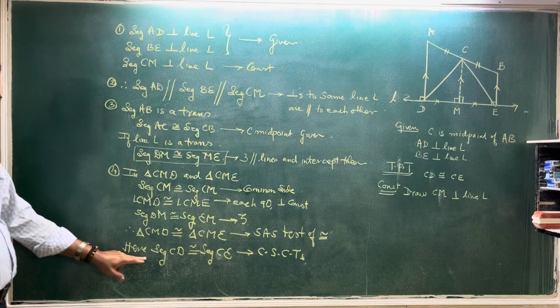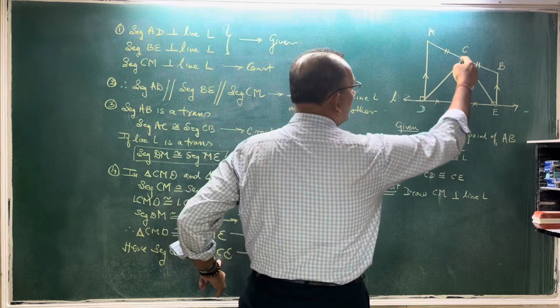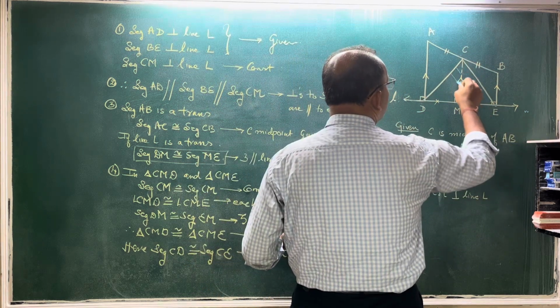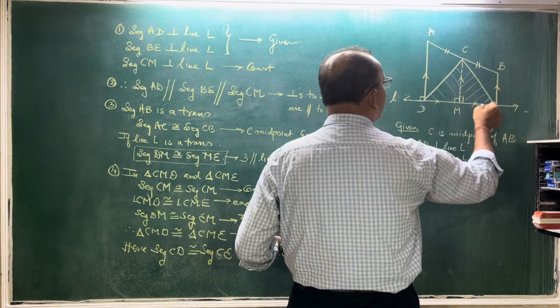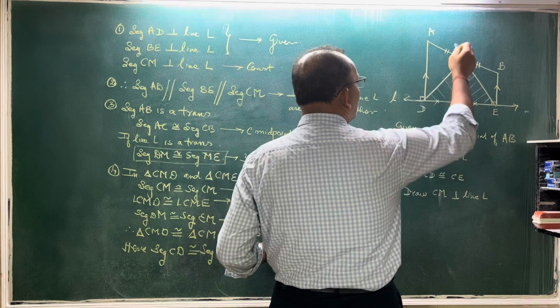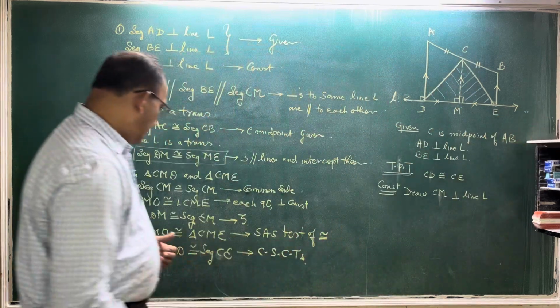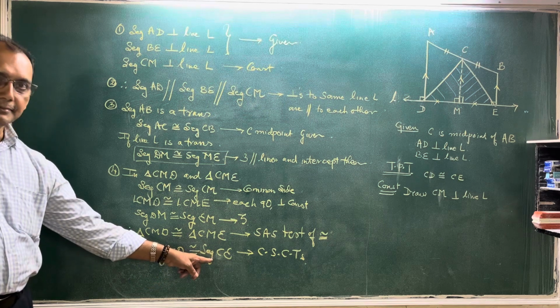This is how we prove CD is congruent to CE. For this, I proved these two triangles congruent, correct? Triangle CMD is congruent to triangle CME by SAS test, due to which I got segment CD congruent to segment CE. Thank you.